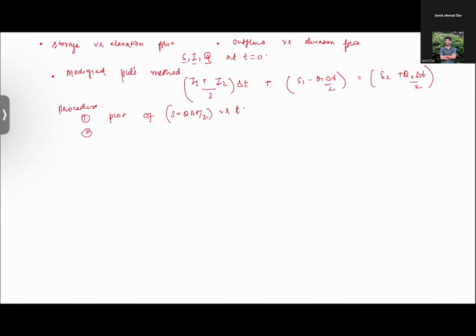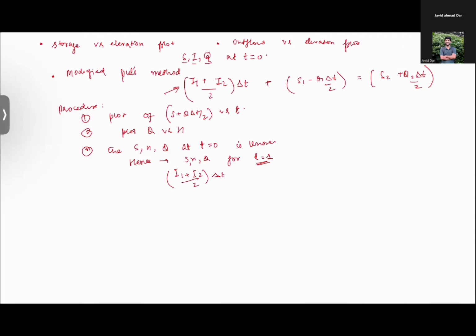Second thing is we need to plot Q versus H. And the third thing is that the S, H, Q at time t equal to 0 should be known. And then hence we can calculate the value of S, H, Q for t equal to 1, the first time step, using the equation here. So it is (I1 plus I2) divided by 2 into delta t.